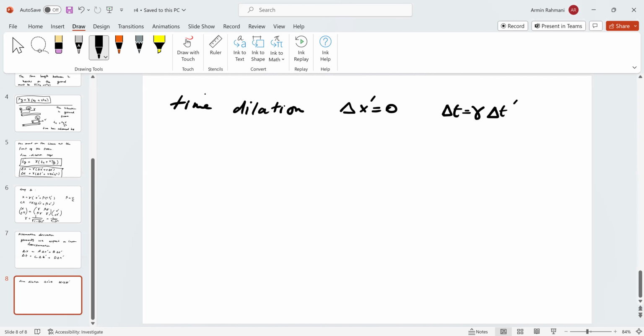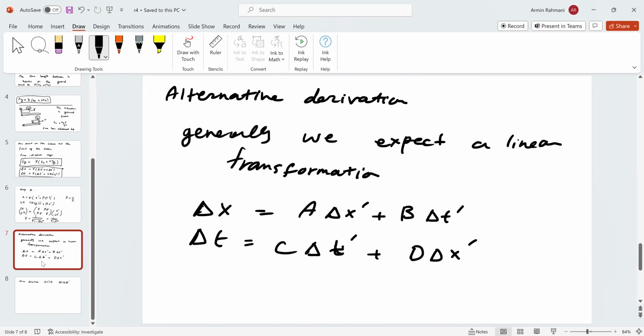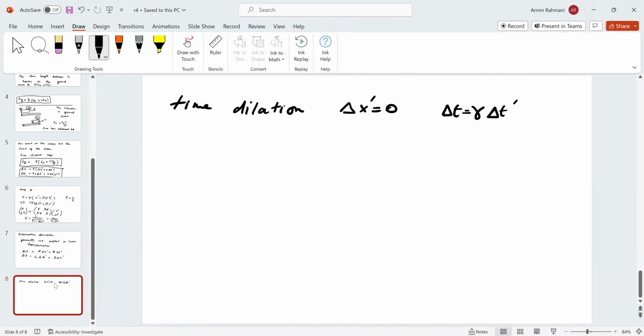Okay, so that's one special case. Going back to our equation, what do we see? If delta x prime is 0, and then I have a relationship between delta t and delta t prime, that means delta t is c delta t prime. Here I have delta t is gamma delta t prime. So that means c is equal to gamma in that transformation.